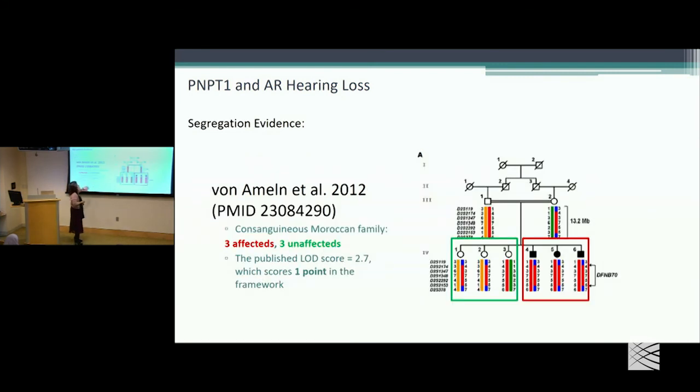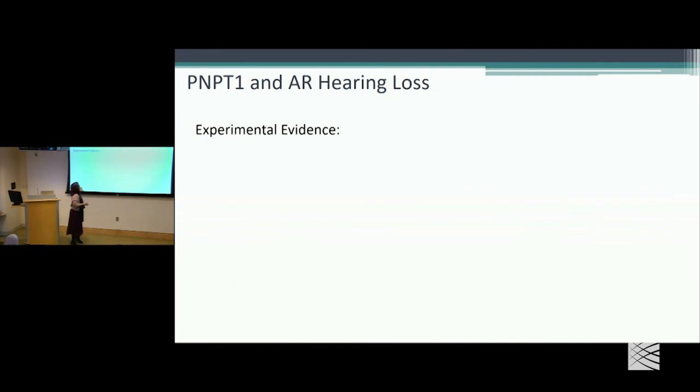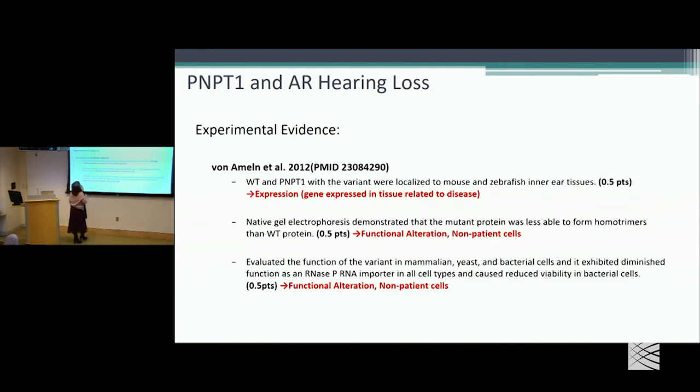Here is the pedigree where they had 3 affecteds who inherited the mutation, and 3 unaffecteds who didn't have the homozygous genotype. The LOD score in this family was 2.7, so they got 1 point for that LOD score. For the experimental evidence, in this case, the wild type variant was localized to mouse and zebrafish inner ear tissue. So it's expressed in the inner ear. That's good. That matches where the phenotype exists. That got a half a point.